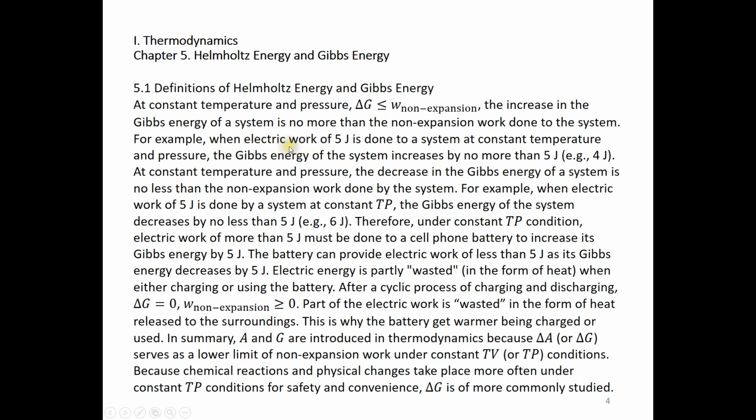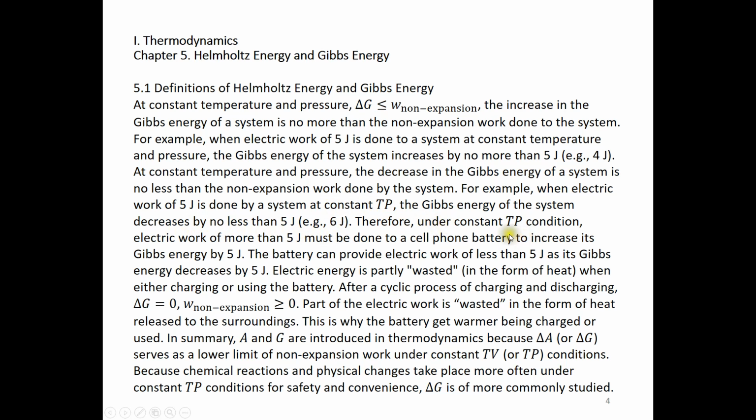Here's an example. If electric work of 5 joules is done to a system at constant temperature and pressure, the Gibbs energy of the system increases by no more than 5 joules. At constant temperature and pressure, the decrease of the Gibbs energy of the system should be no less than the non-expansion work done by the system. So if the system does electric work of 5 joules under constant temperature and pressure, the Gibbs energy of the system decreases by no less than 5 joules. For example, it can be 6 joules.